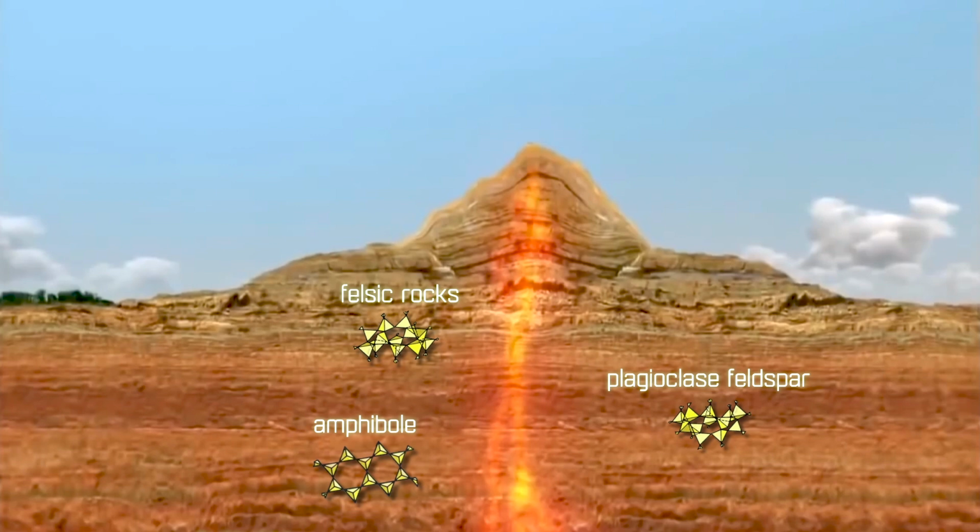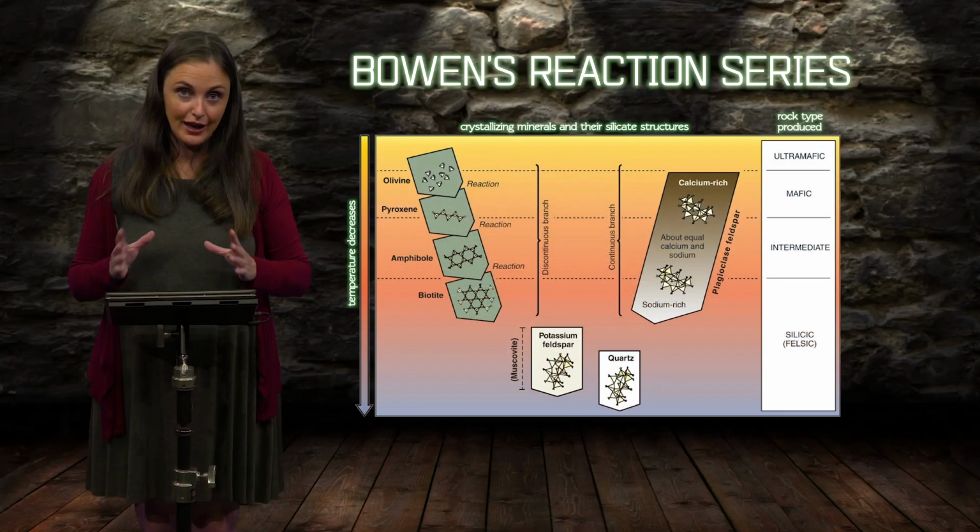So this temperature range is from around 1200 degrees at the top of this crystallization sequence to the lowest temperature forming closest to the Earth's surface, which is going to be closer to around 800 degrees. That's Bowen's reaction series in a nutshell.